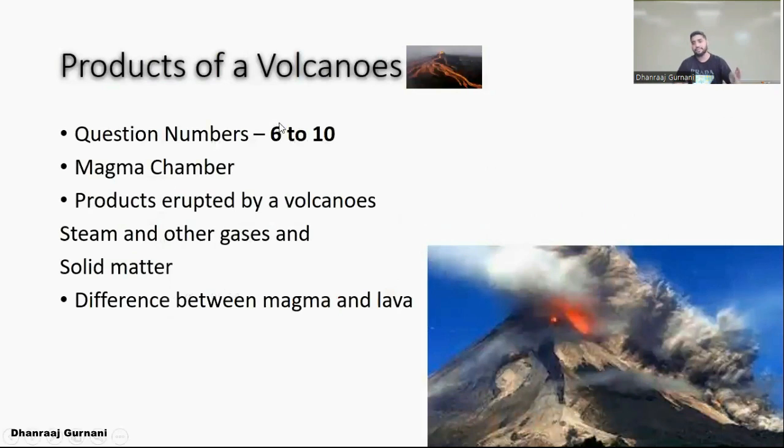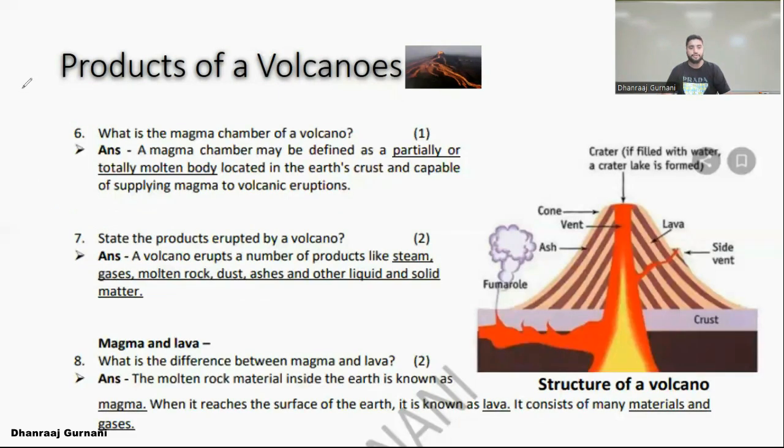Moving to the third part, after meaning and causes, here we see the products of a volcano. This is from question number 6 to 10. Here you will be covering the magma chamber, products erupted by a volcano, that is steam, gases, and solid matter as well, and one important question, the difference between magma and lava. Moving to products of a volcano, we will be covering 3 questions on this page.